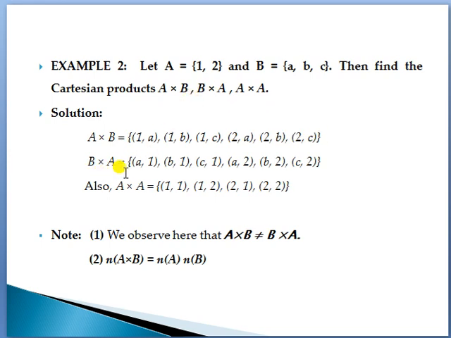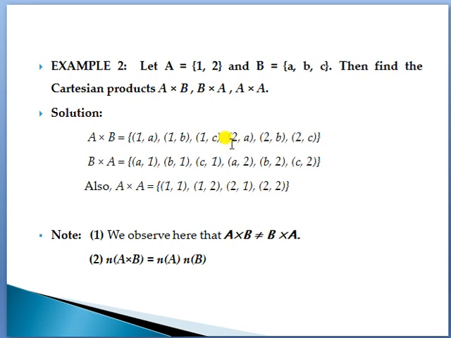Similarly B cross A. B cross A means now the first position will be for the elements of the set B. Now a, b and c will be at the first place, and the elements 1 and 2 will be at the second place. So all the ordered pairs here will be (a, 1), (b, 1), (c, 1), (a, 2), (b, 2) and (c, 2). Similarly, for A cross A, now both belong to the same set. So that will be (1, 1), (1, 2), (2, 1) and (2, 2).